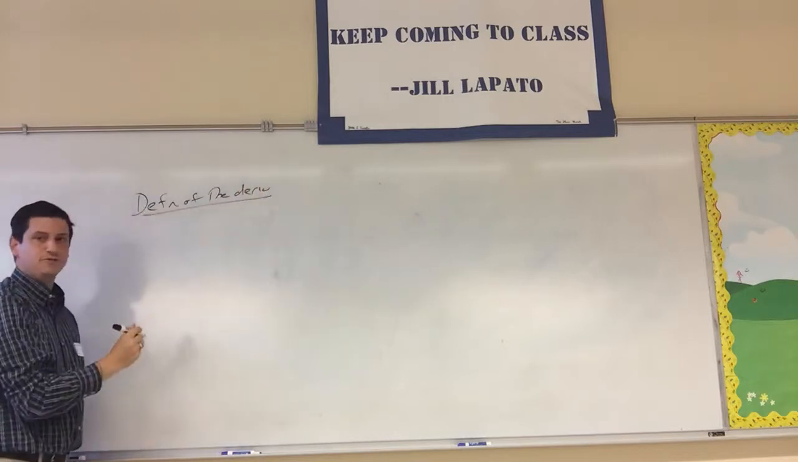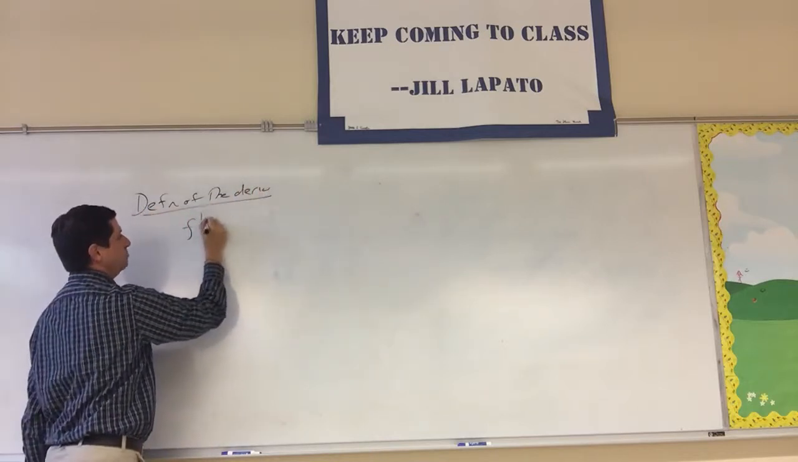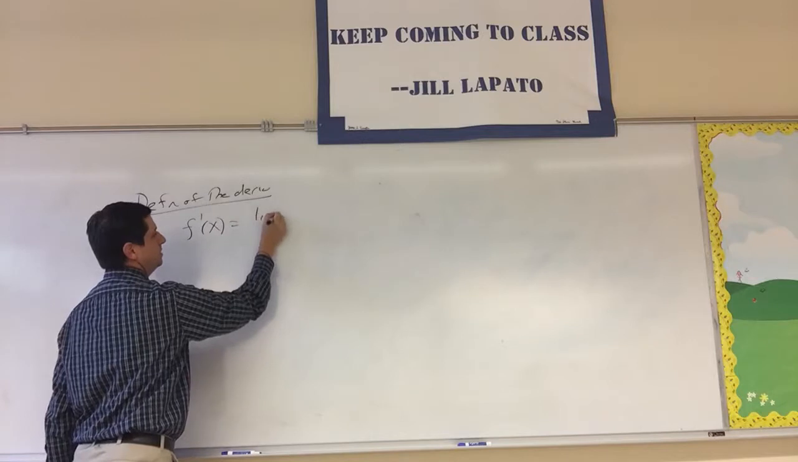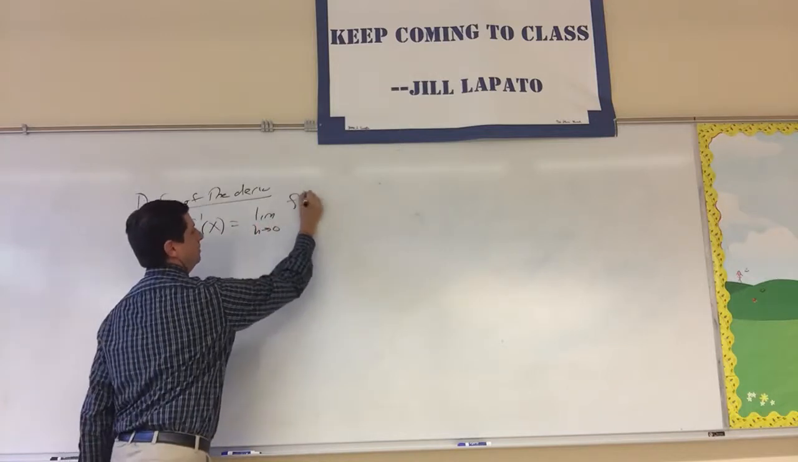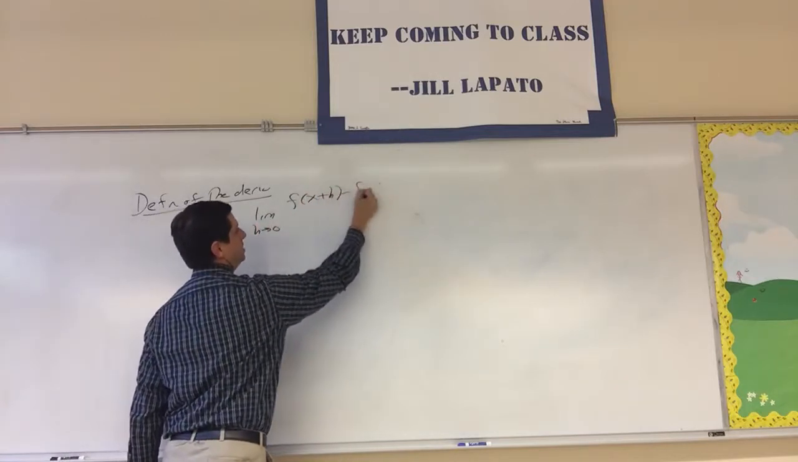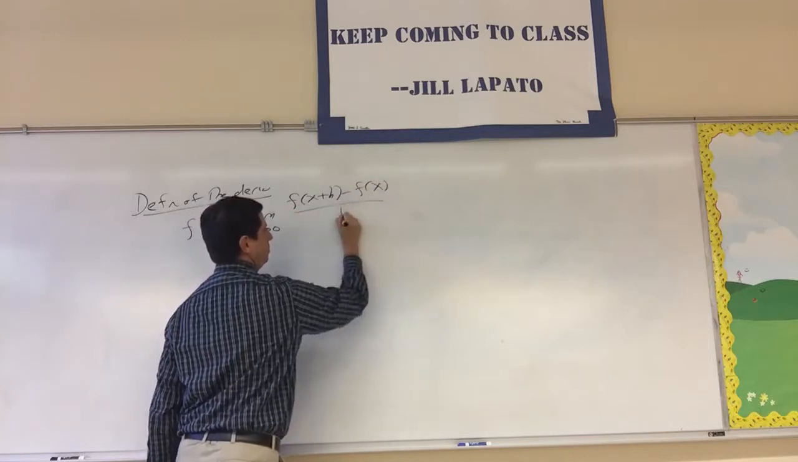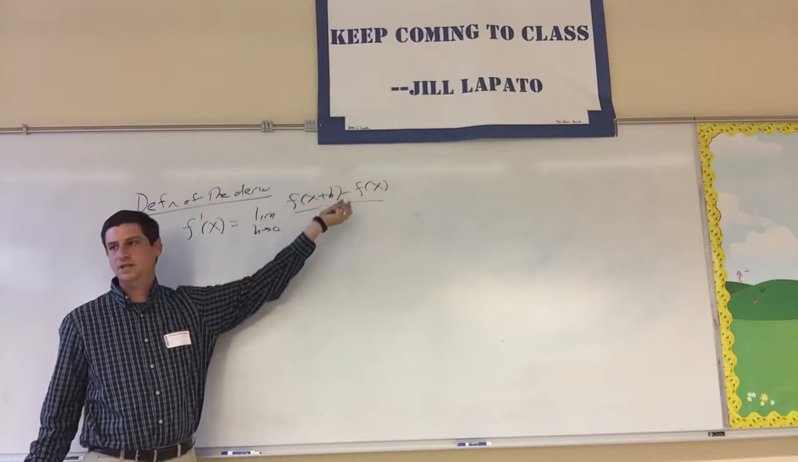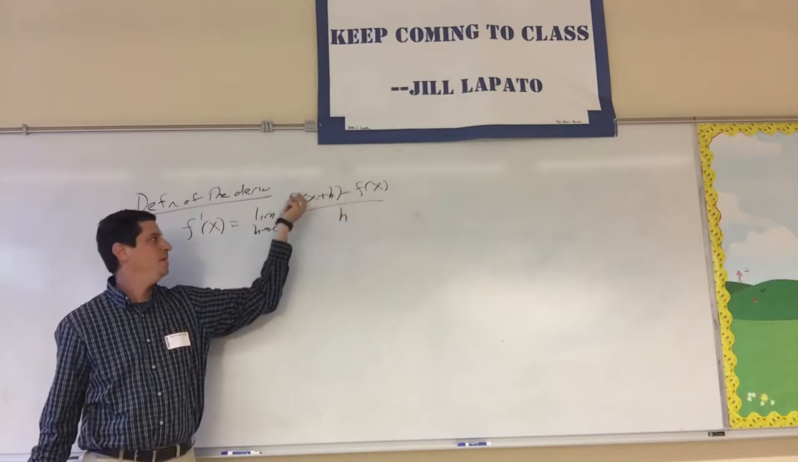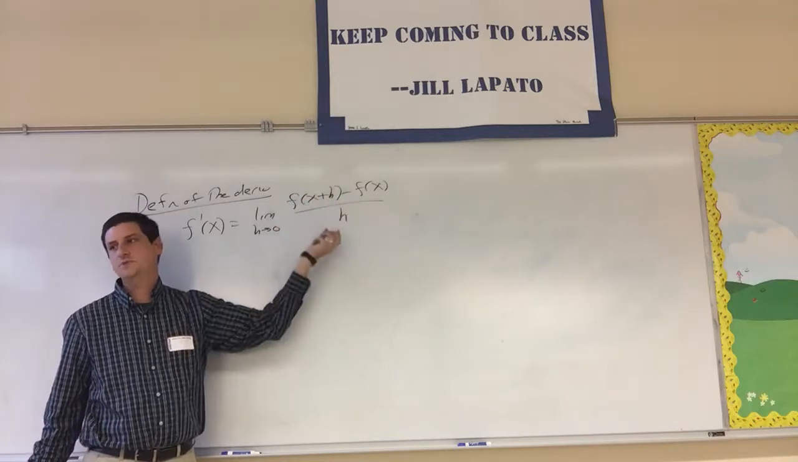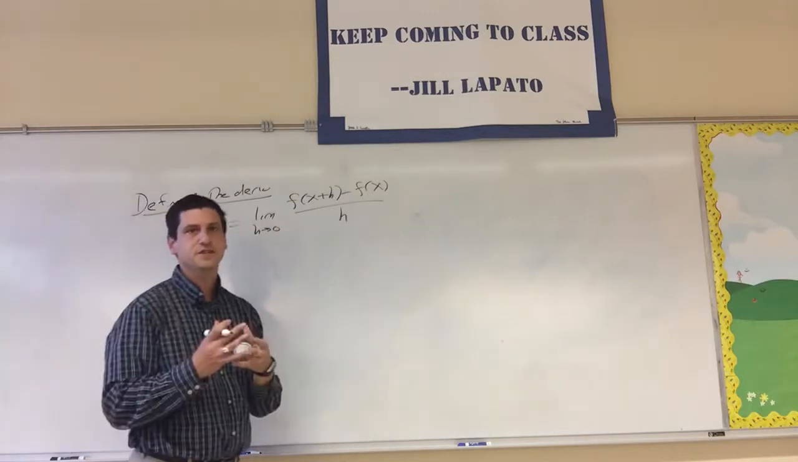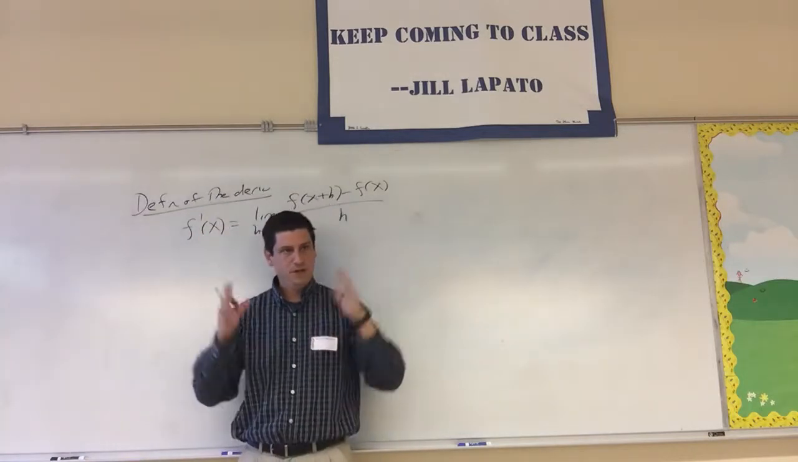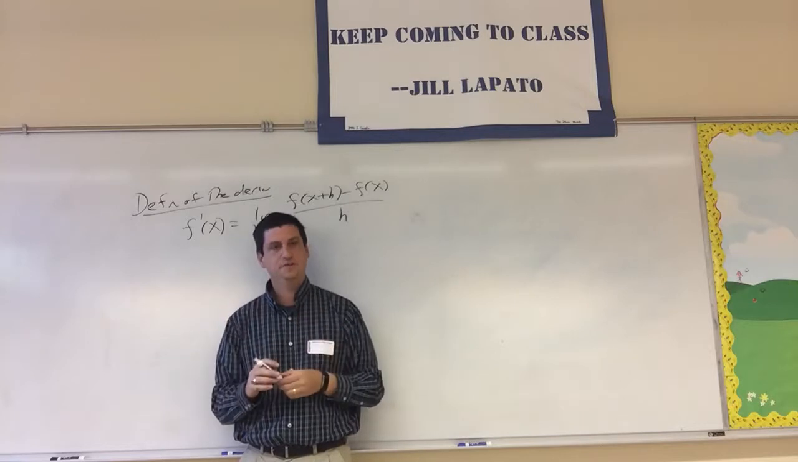So there's a couple of ways of writing it. We normally write it as f prime of x is the limit as h goes to 0 of f of x plus h minus f of x over h. And sometimes you might write it as f of x minus f of x naught over x minus x naught, and take the limit as x approaches x naught.